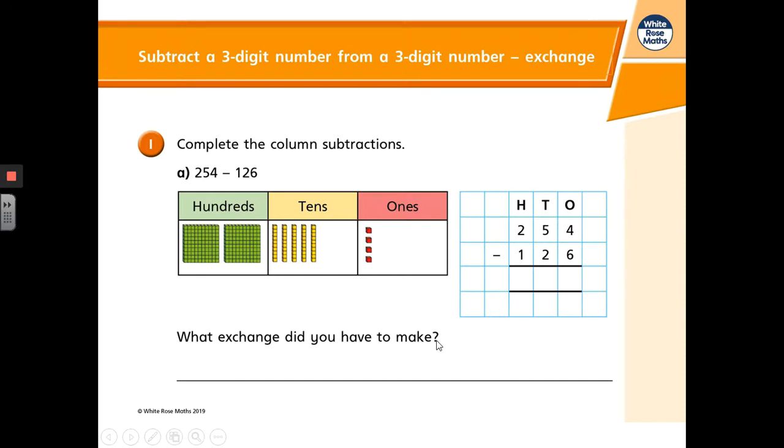So what exchange did you have to make? Well, as we just talked about, we're going to have to exchange a 10 for some ones, because our first one starts off with a smaller number at the top and a bigger number at the bottom. So that's what we're looking out for when we are doing an exchange. If the top number is smaller than the bottom number, we can't just swap them round.